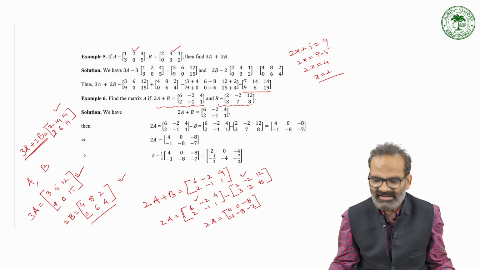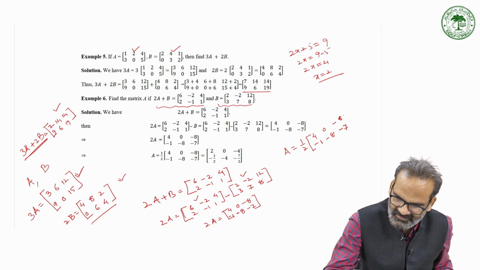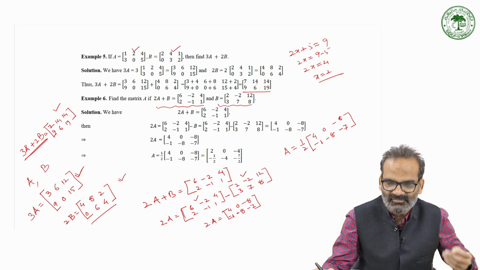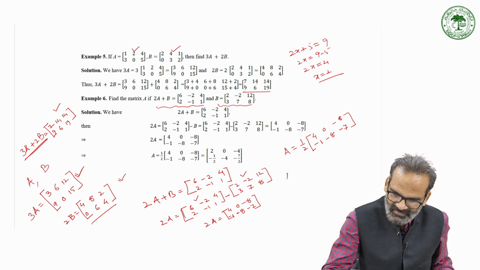So if 2a is this, then what is a? So naturally a is equal to 1 upon 2 of 4, minus 1, 0, minus 8, minus 8, minus 7. So what does it mean? We have to multiply this matrix by 1 upon 2. So finally a is equal to what?